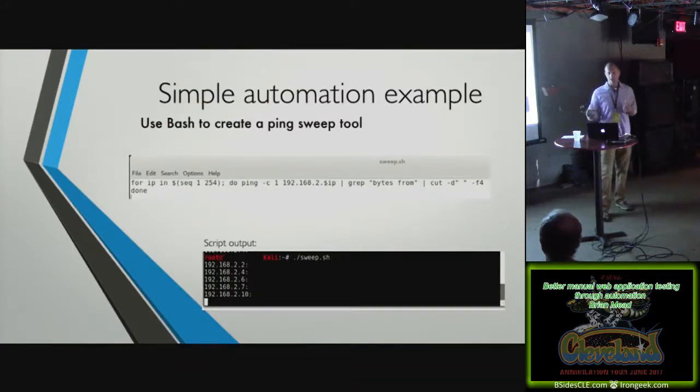So this is the first example, because you have to walk before you can run. In this example, I created a simple script that will essentially enumerate the IP addresses on the network. This is written in Bash. This is pretty much automation 101.